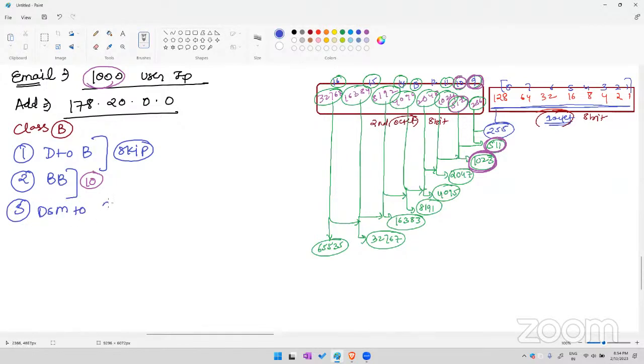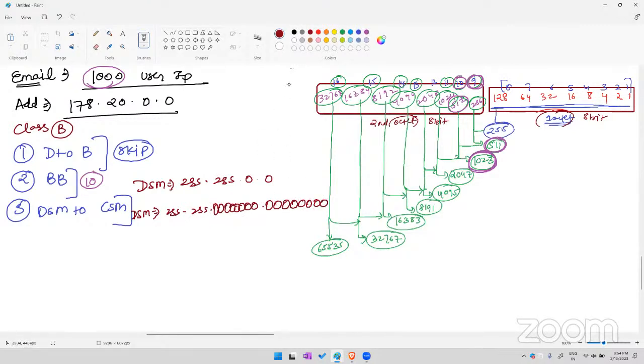DSM to CSM. So class B default subnet mask is 255.255.0.0. Same, we need to represent 255.255. and then four octet positions, 1 2 3 4, 1 2 3 4, 1 2 3 4, 1 2 3 4. Now, how many bits we need to turn off for users?